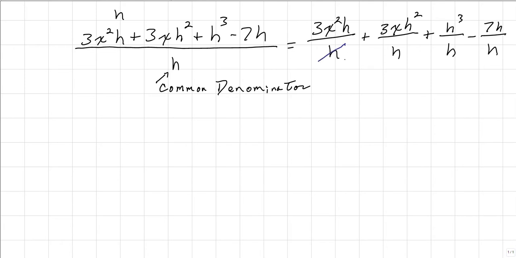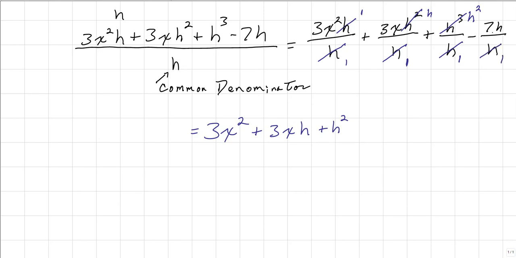So h will divide out here and here in the first fraction, leaving me with 3x squared. In the second fraction, since I have h squared here, h will divide out once, and will divide into h squared h times, leaving me with 3xh. And then in the third fraction, h will divide out in the denominator, and then if I divide h cubed by h, I end up with h squared. And then you'll notice that h here divides out, and I'm left simply with -7. And that's my resultant answer. And there's nothing else that I can do with that.